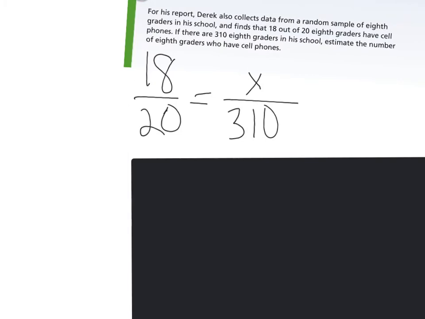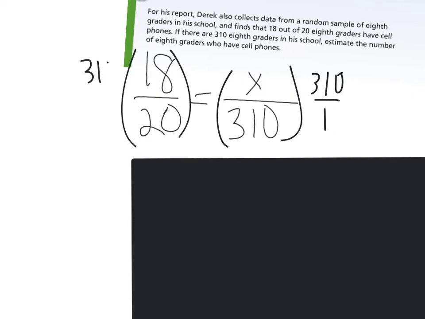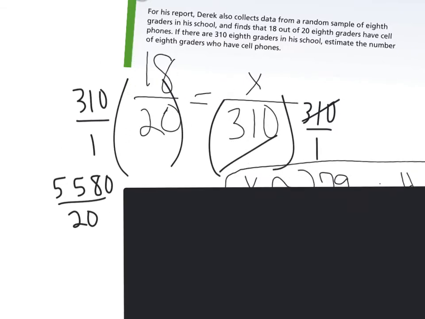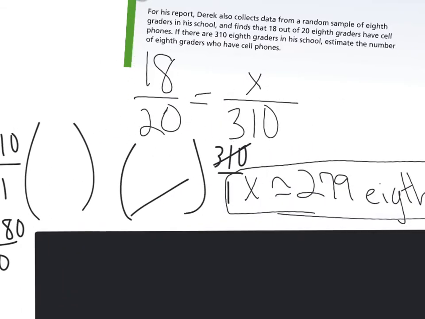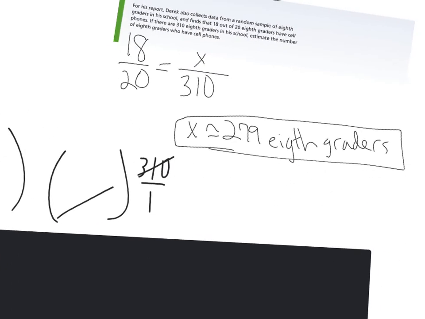So one option, especially if we didn't have a calculator, we could say, well, they're dividing by 310. I'm going to multiply by 310 on both sides, which is like 310 over 1. On the right side, those will cancel. On the left side, if you work that out, would be 5,580 over 20. And then when you divide that, you should get 279. So 279 eighth graders with cell phones.